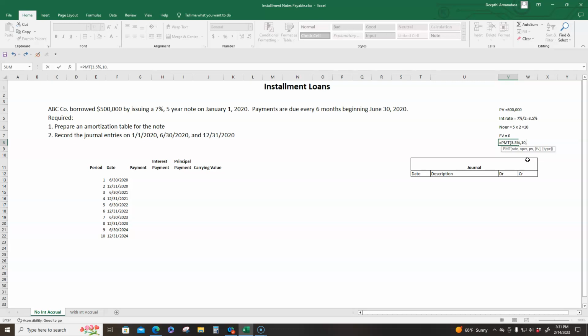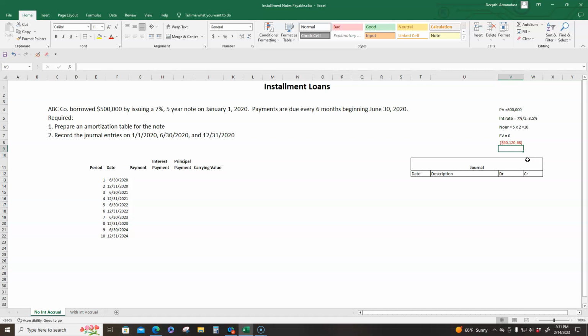Then they want to know the present value. Present value, we said, is the amount of the loan, which is 500,000. And then future value, we're just going to put 0, and then type, we're just going to leave that blank, and we can close parentheses. And that's going to tell you how much your payment should be every 6 months. It's going to return a negative number, but don't worry, you can just change that to a positive number when you're putting it in your amortization table.